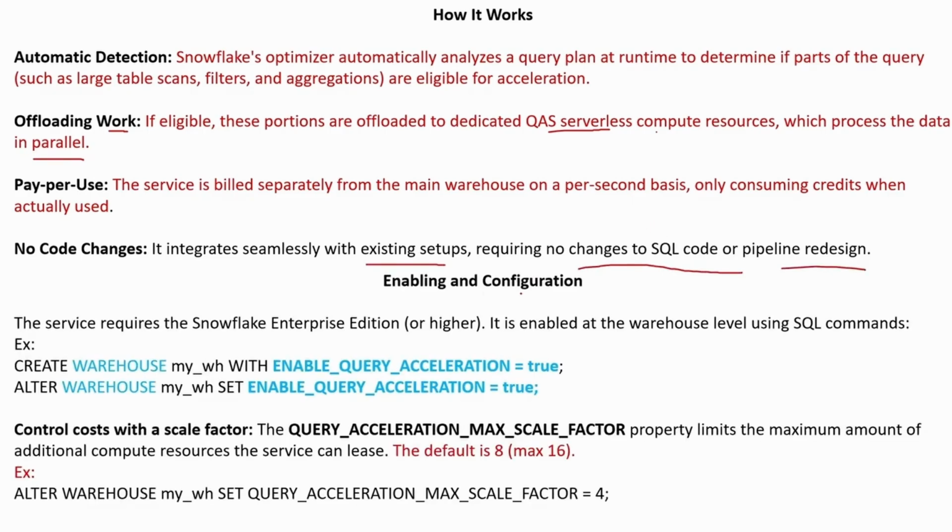Enabling and configuration. We discussed the query acceleration service, but we also need to enable it. It is not enabled by default. We can enable this whenever we are creating a warehouse, or we can alter the warehouse to enable the service. Once enabled, we can also control the cost with the scale factor, which is QUERY_ACCELERATION_MAX_SCALE_FACTOR. The values are 2, 4, 8 and 16. Max is 16 and default is 8. This is very important from an exam point of view. And this is the query you can use to alter the warehouse for setting the query acceleration max scale factor to any value.